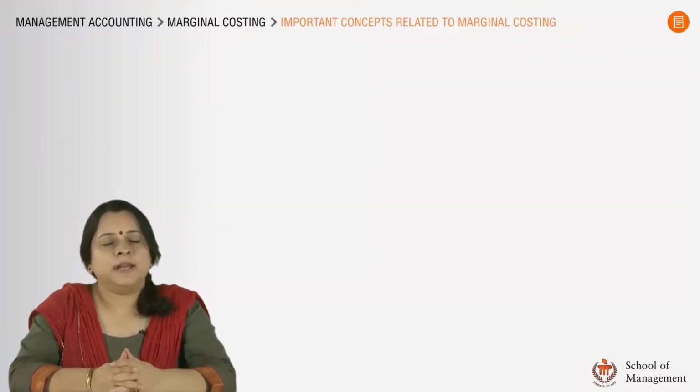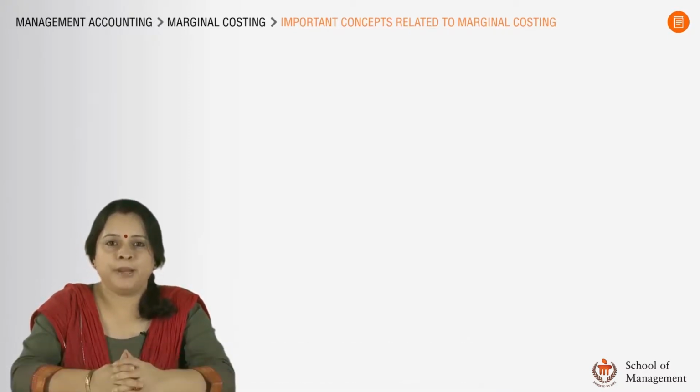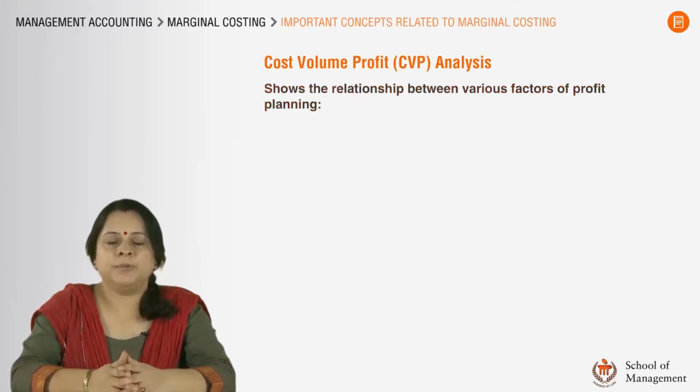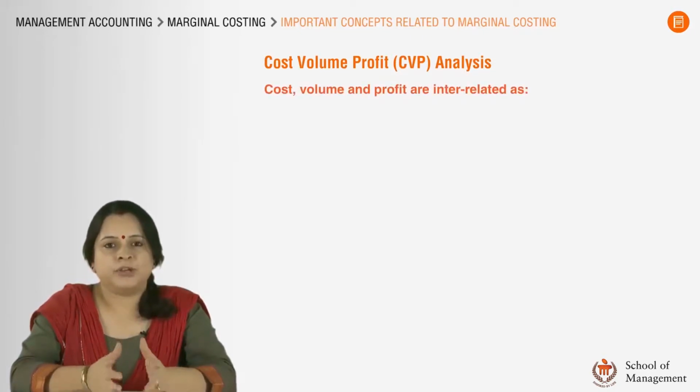Let's now try to understand a very important tool used by management accountants for profit planning, a tool known as cost volume profit analysis or CVP analysis. This analysis studies the relationship of cost, volume and profit. The three factors cost, volume and profit are always interrelated.